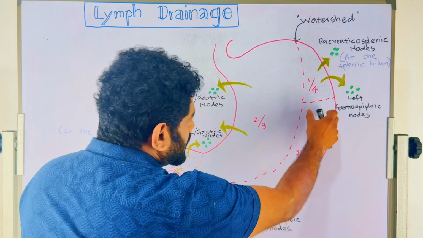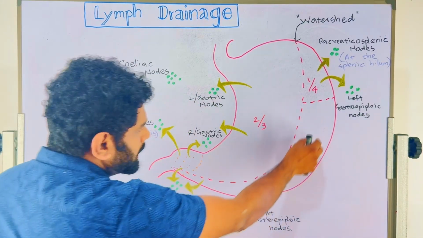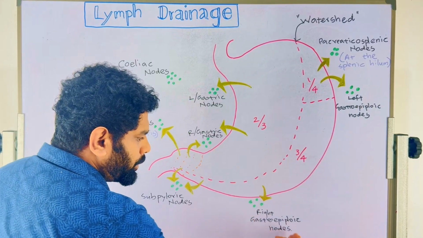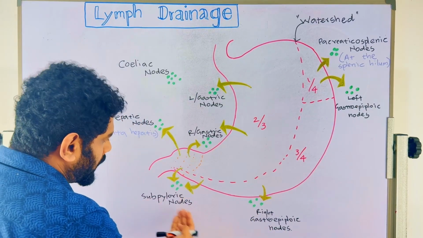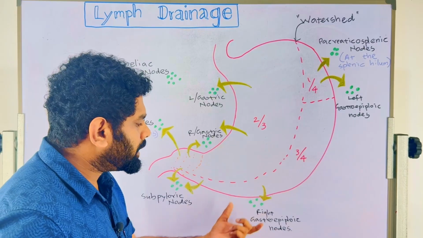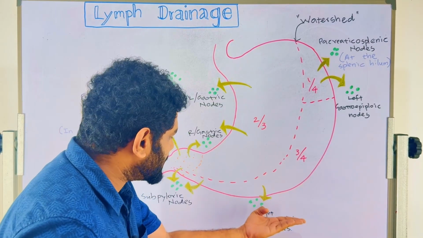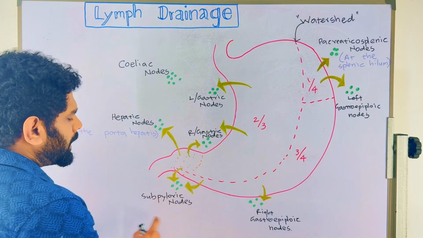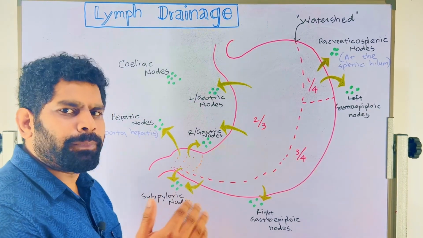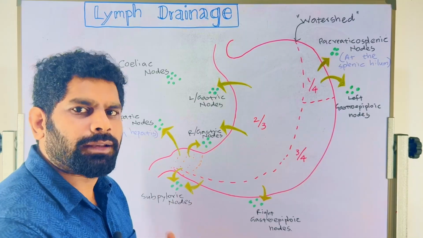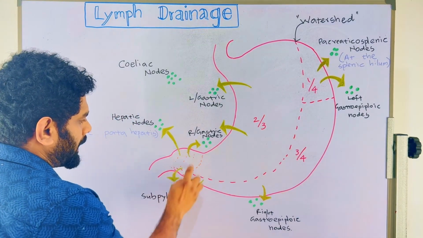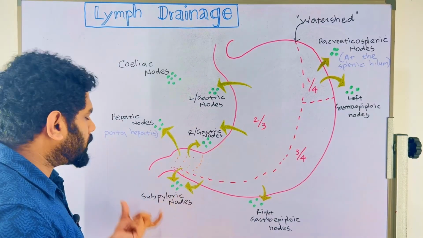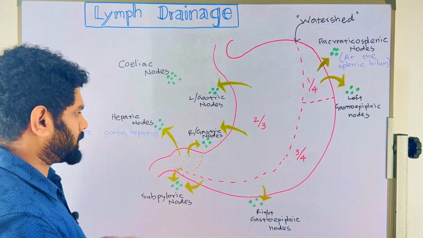This lower 3/4 part will drain into right gastroepiploic nodes and subpyloric nodes. The flow through the right gastroepiploic nodes is along the right gastroepiploic vessels. And here the subpyloric nodes. Sub means it's under the pylorus. This is the pyloric area. So these nodes are under the pylorus, so these nodes are called as subpyloric nodes.